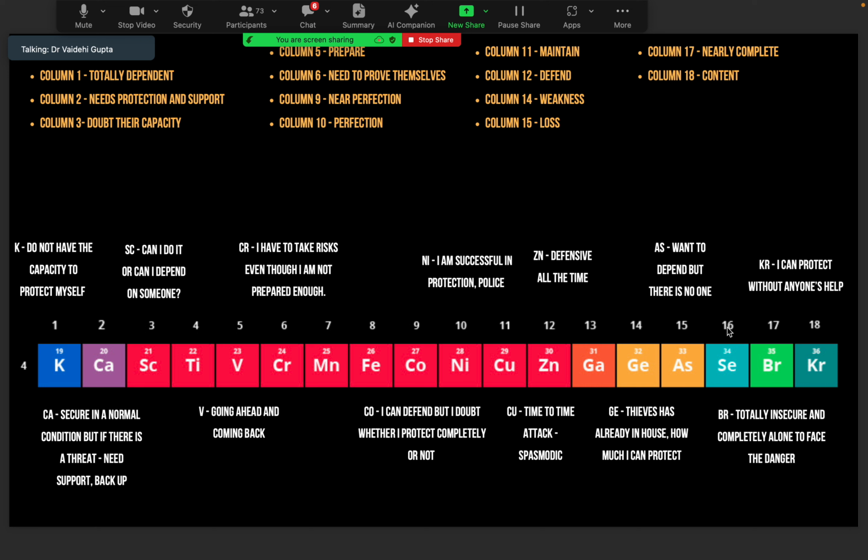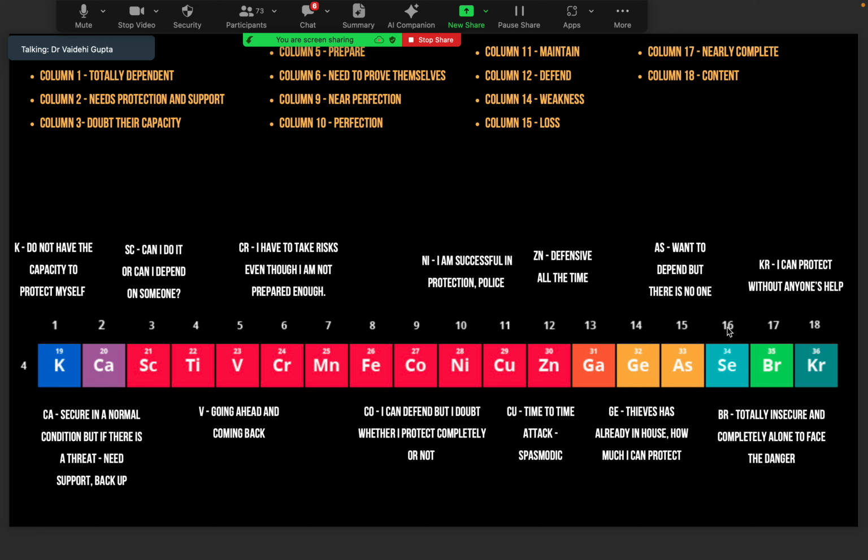Cobalt, I can defend, but I doubt whether I can protect completely or not, because it is column 9. Column 9 is near perfection. They are not perfect. So the thought is also whether he can protect completely or not. Nickel, they are column 10, perfection. So I am successful in protection. In fact, they feel like a police. It is his duty to protect himself and also to protect others.